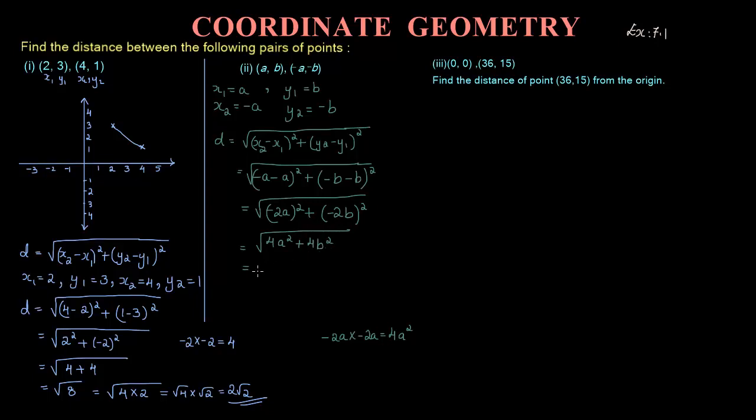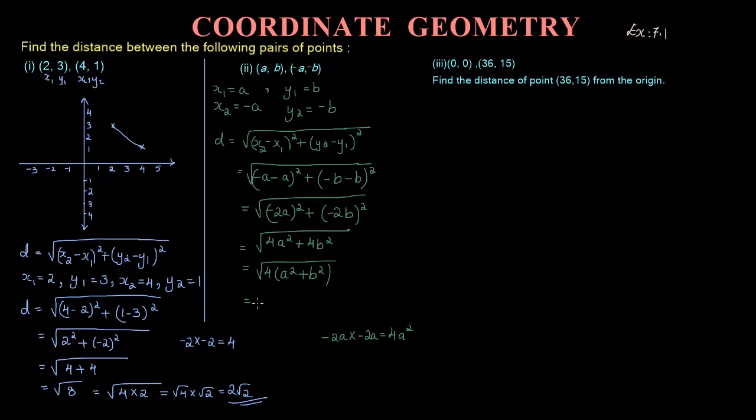Now what can we do? Can we take 4 common? Let us take 4 common. Then we are remaining with a square plus b square, right? Now again, as we did for the last problem, we can separate this root for both.